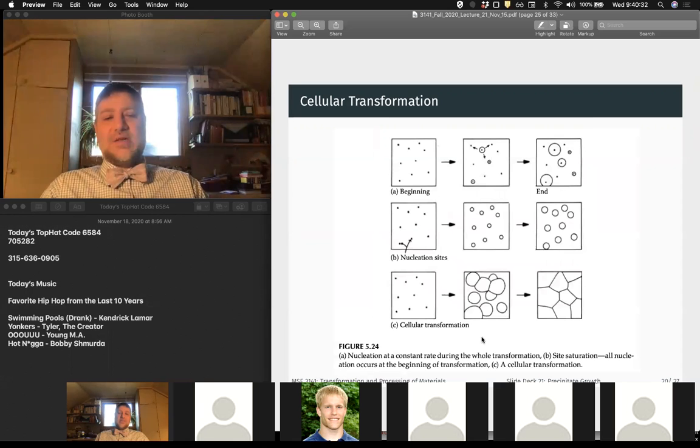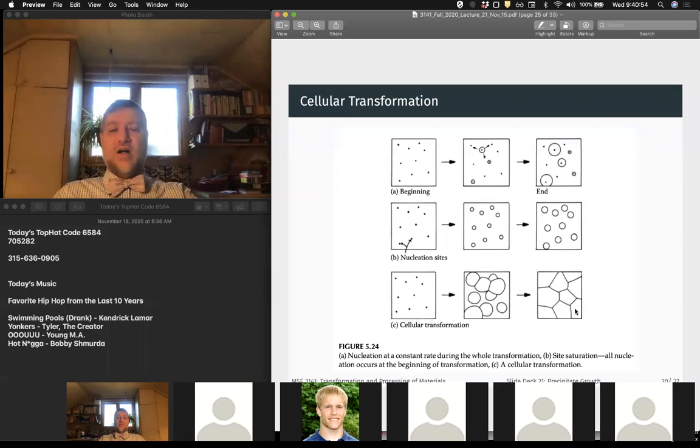Before, I said all this depends on the transformation going to completion, right? And so that means we have what we call essentially a cellular transformation, right? I have alpha going to beta, say, so I have nuclei of beta, and these nuclei are then going to grow until they impinge, and all of the alpha is consumed, right? So when all of one phase is consumed, we call that a cellular transformation.